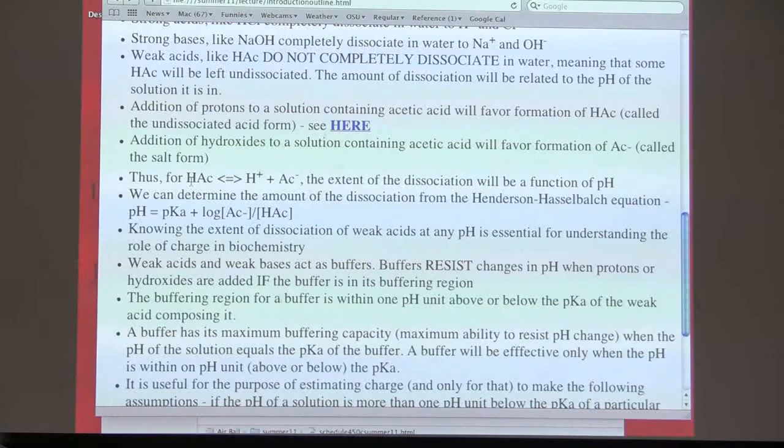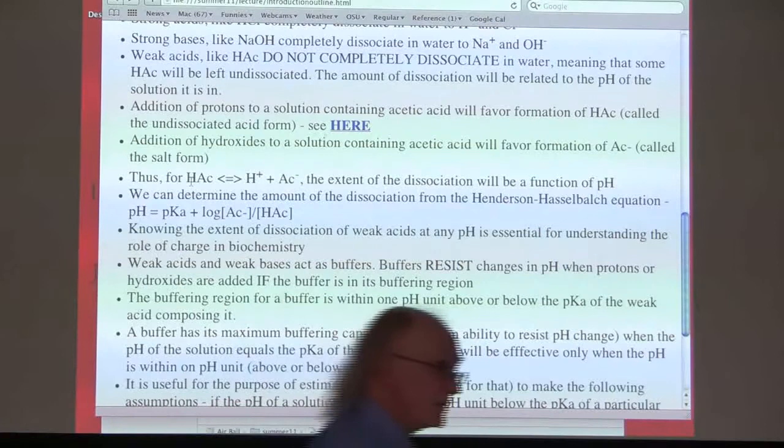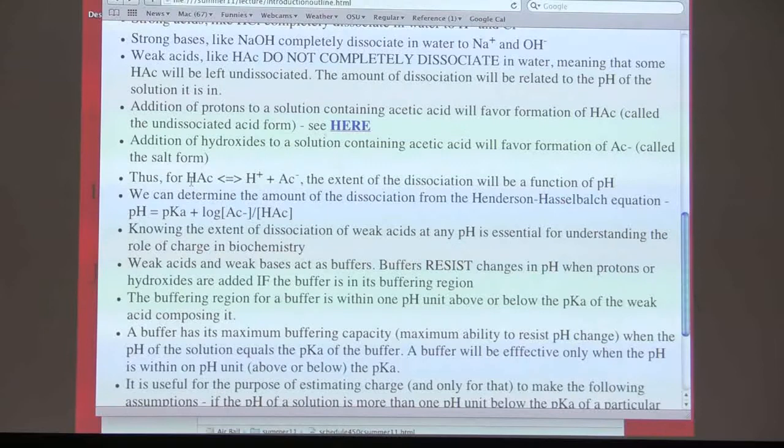At the end of that process, if I add 100 protons, what's going to be the amount of HAc and Ac minus? How many molecules of Ac minus am I going to have? 400, because I lose 100, right? How many molecules of HAc am I going to have? 600, because I gain 100, right? I can calculate the pH of that solution by saying the pH is equal to 4.76 plus the log of 400 divided by 600.